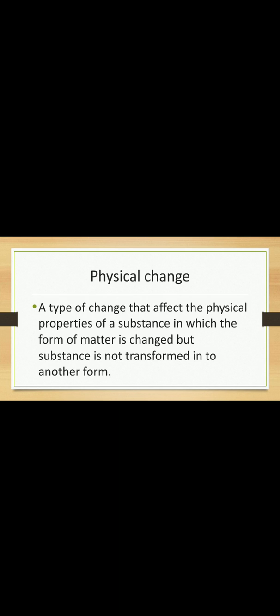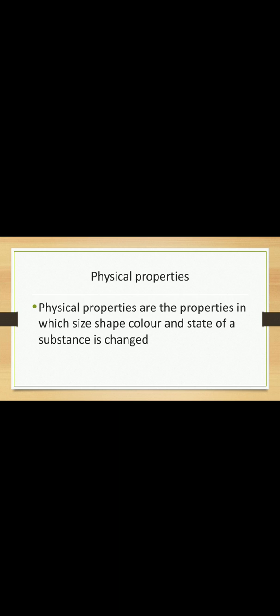Physical change. Physical change is the type of change that affects the physical properties of a substance, in which the form of matter is changed but the substance is not transformed into another form. So this type of change only affects the physical properties of a substance. The physical properties may include the size, shape, color and state of a substance.